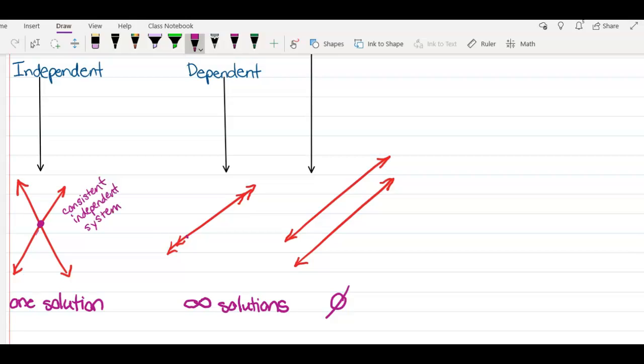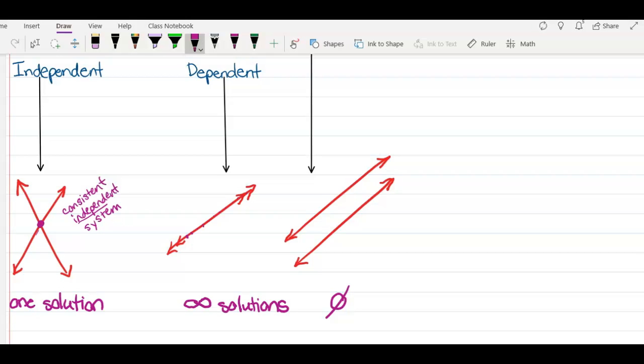Sometimes the lines will intersect everywhere. Here, here, here, here, all over. These have infinite solutions. And when that happens, this is a consistent, dependent system. The way I remember the difference between those two, dependent and independent, if you're independent, you're just a one-man show. You do everything on your own. One person, one solution, one point of intersection, independent.